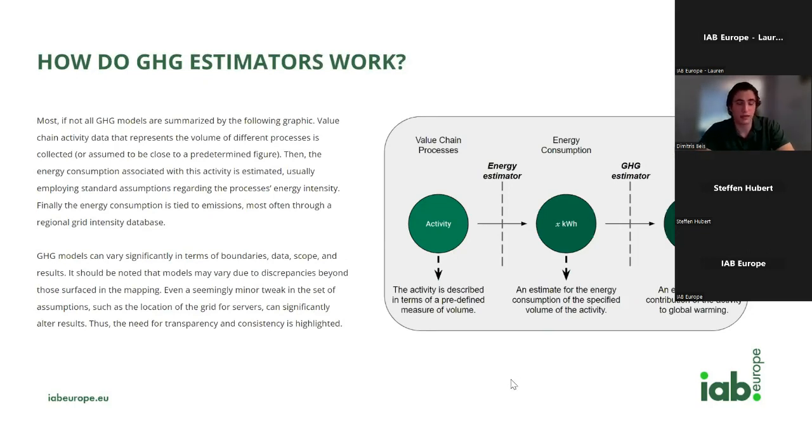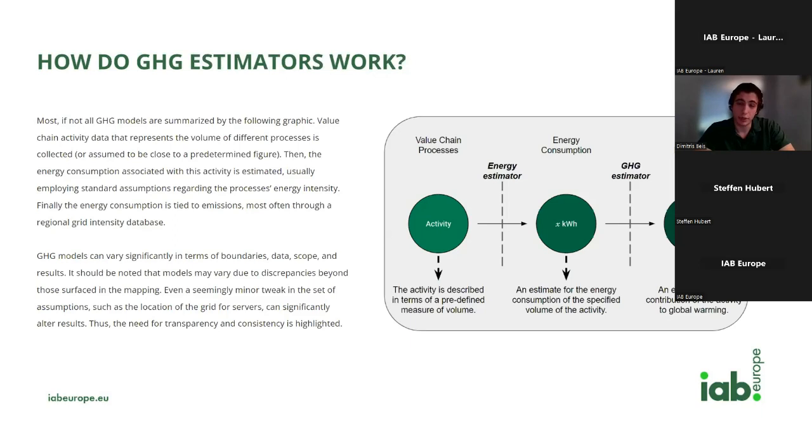Most, if not all, greenhouse gas models essentially do two things. They take a specific value that describes the volume of an activity in the supply chain. They use an estimator to then go from that to an energy figure that describes the energy consumption required to materialize that process. This is especially true for digital. We're mainly looking at electricity as an emission source.